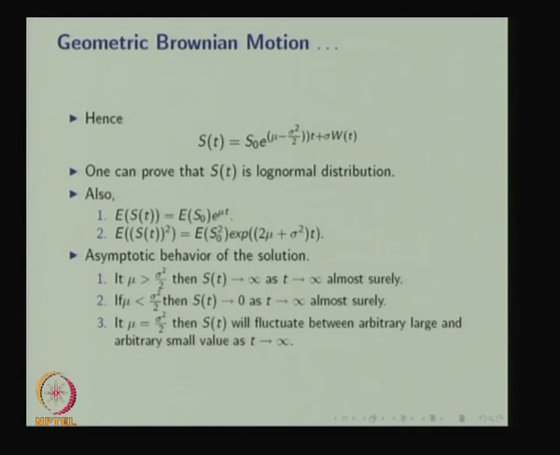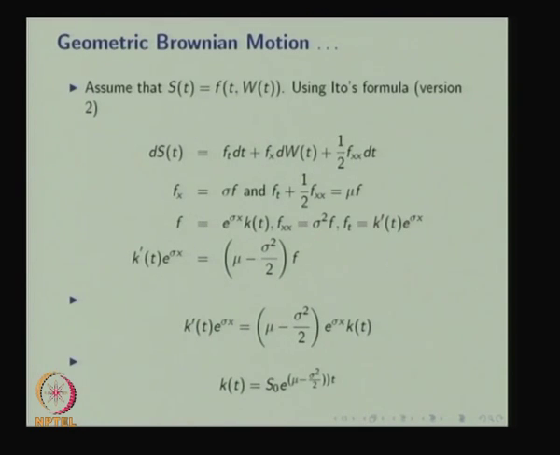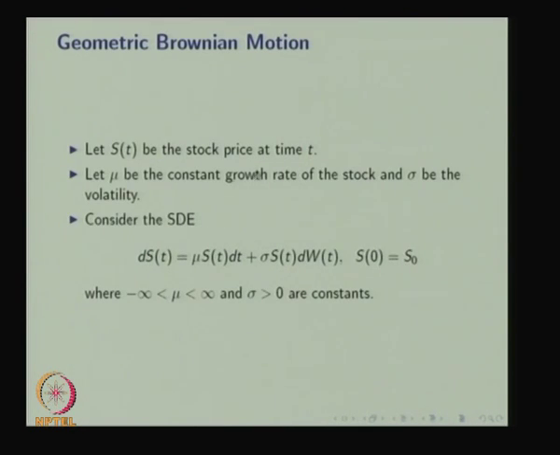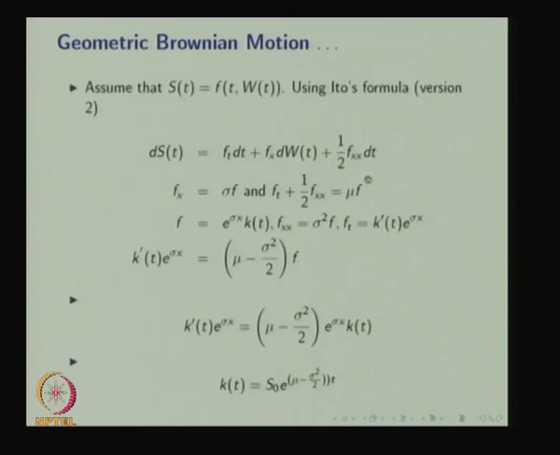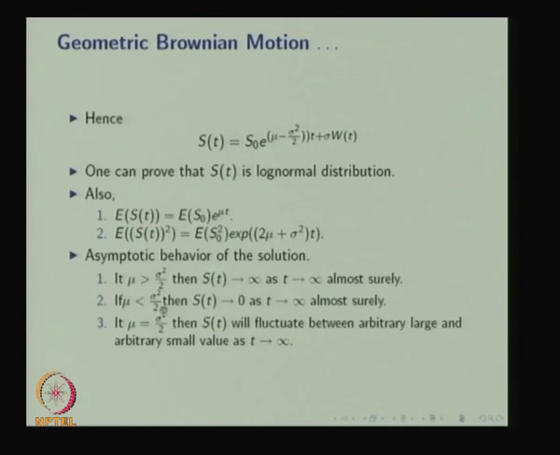Note that mu is a constant growth rate of the stock and sigma is the volatility. So as t tends to infinity, based on these three conditions, accordingly s of t tends to infinity or s of t tends to 0 or s of t will be fluctuating as t tends to infinity.